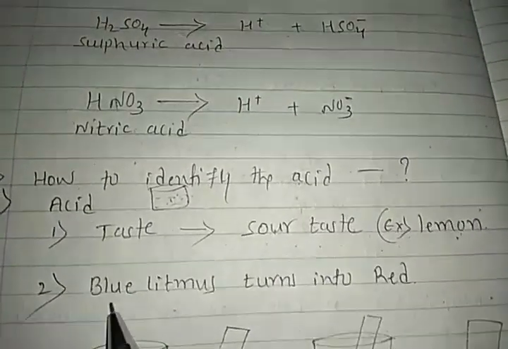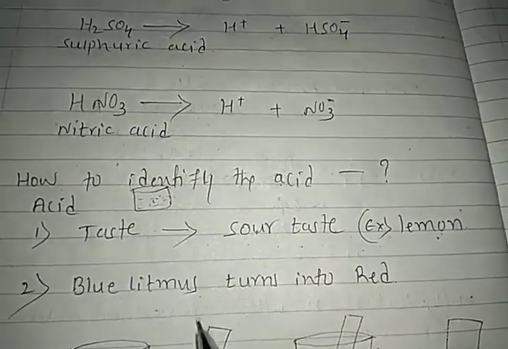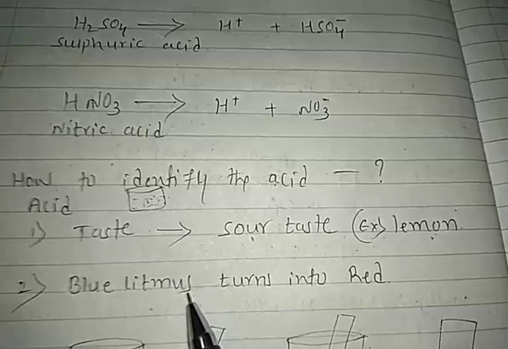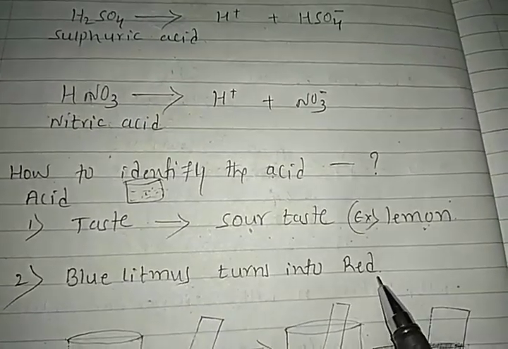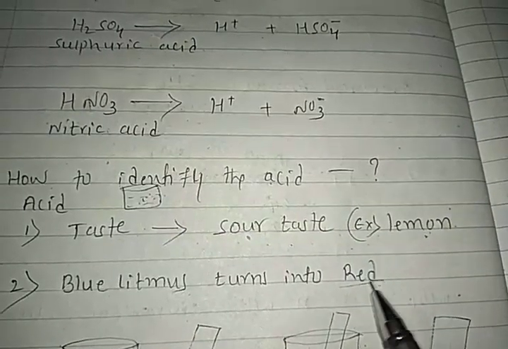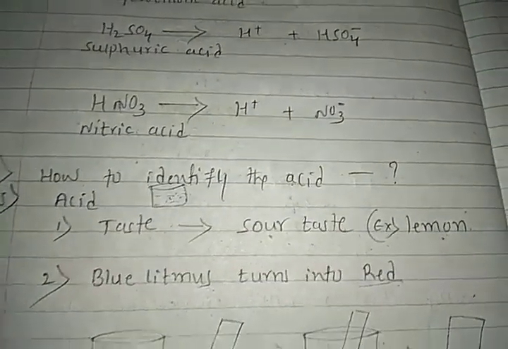We can use blue litmus paper. When blue litmus paper is dipped into acid, the dipped portion turns red. If the dipped portion turns red, that red color indicates that it is an acid. Right, students? Let's see.